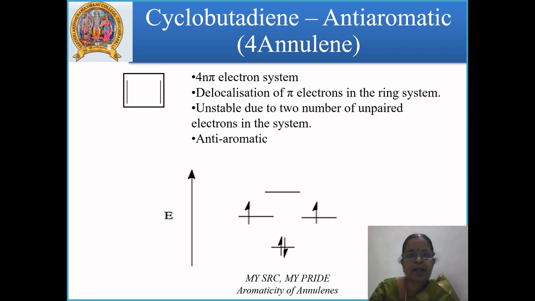Cyclobutadiene. It is a perfect anti-aromatic system. It is called [4]annulene. So, see, 2 pi bonds are present. All the carbons are in the sp2 hybridized state. So it is a planar cyclic delocalized 4n pi electron system. It is anti-aromatic. It behaves as a diradical and is highly unstable. It undergoes dimerization.